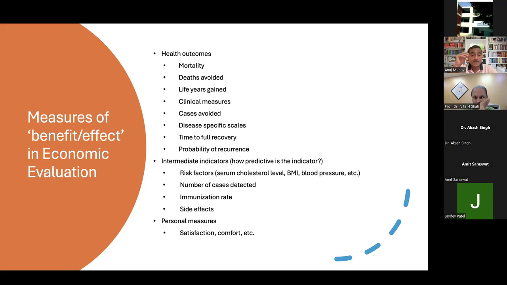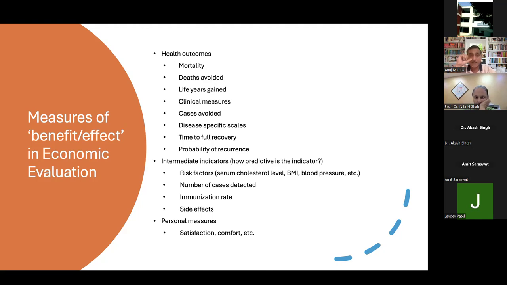Is it making people have better, reduced symptoms? Is it recovering a person quickly? Is it reducing hospitalization? These are clinical effect or clinical benefit. Okay, that goes in the numerator of the value.